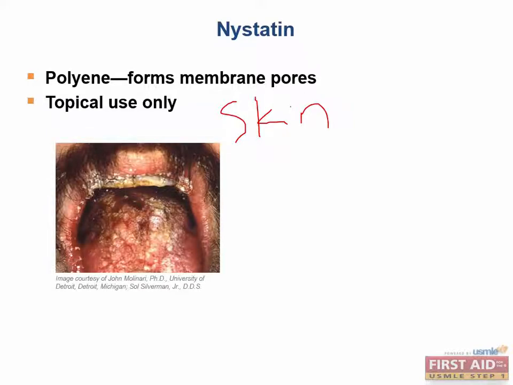What do you see in this image? Well, this is an image of oral thrush. Now, very good. What fungi causes this infection? It is caused by Candida.